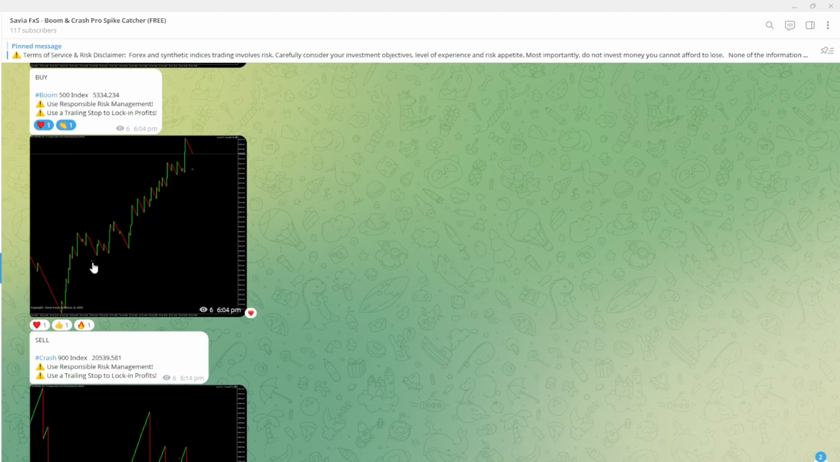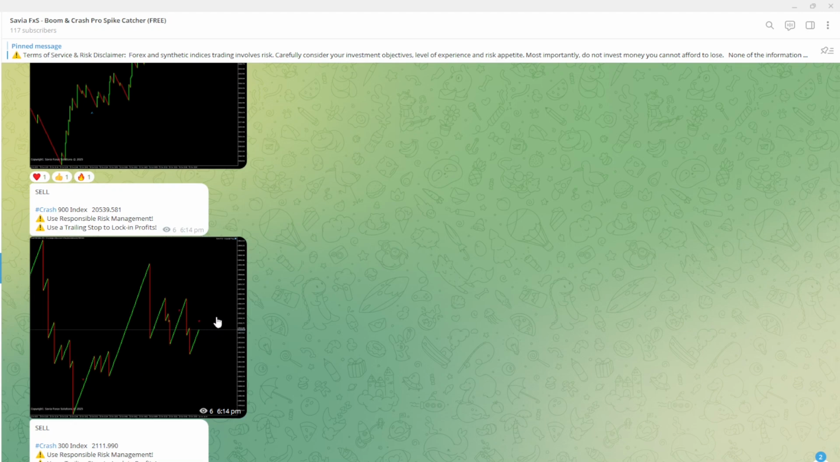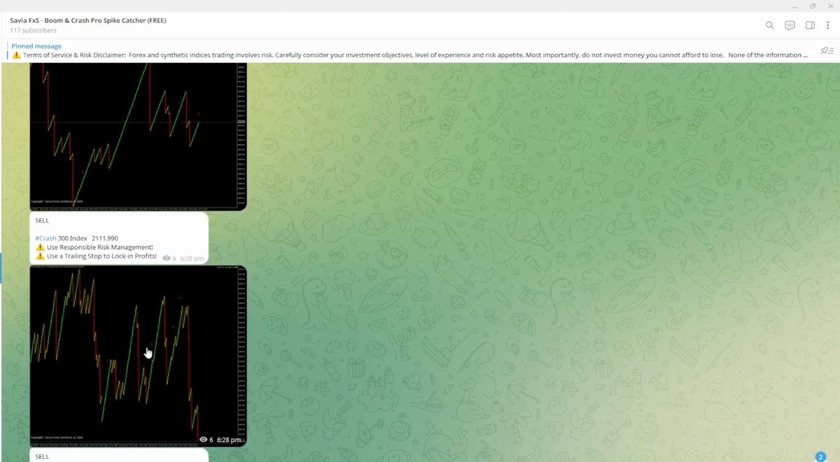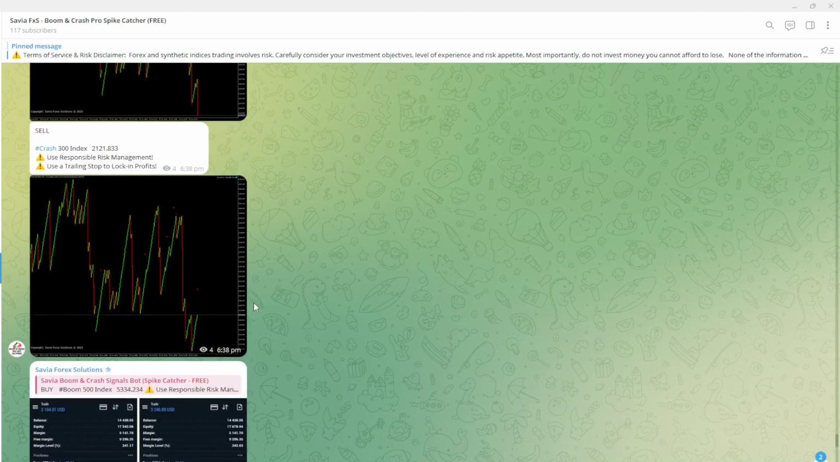Boom 500, as we can see here, signal given there earlier in the day, and as you can see, prices continue to spike up quite nicely. So had you taken this signal, you would have made quite a bit of money. Crash 900, we continue to get more signals here. Crash 300, wow, look at that. Had you taken any of these and had you managed your stop losses quite well and your risk quite well, you would have made quite a bit of money there.